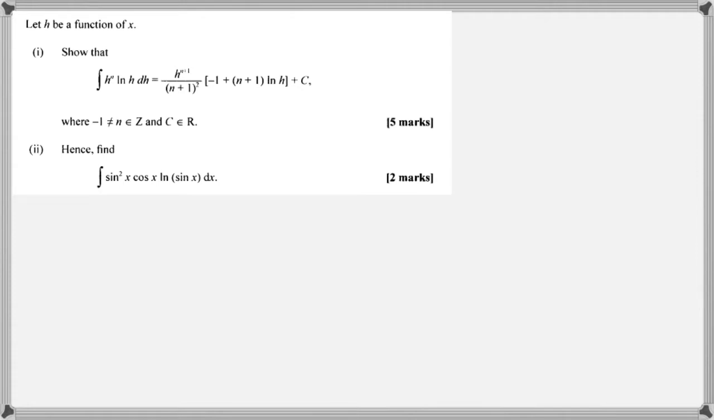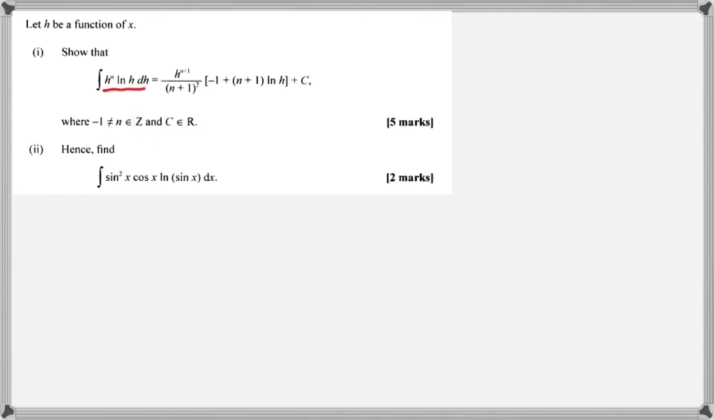The question says, let h be a function of x. Part 1 is saying, show that the integral of h to the power of n by ln of h with respect to dh is equal to h to the power of n plus 1 on (n plus 1) squared, multiplied by negative 1 plus (n plus 1) by ln of h, plus c. And they give us some particulars here, where n is not equal to negative 1, n is an element of the set of integers, and c is an element of the set of real numbers.